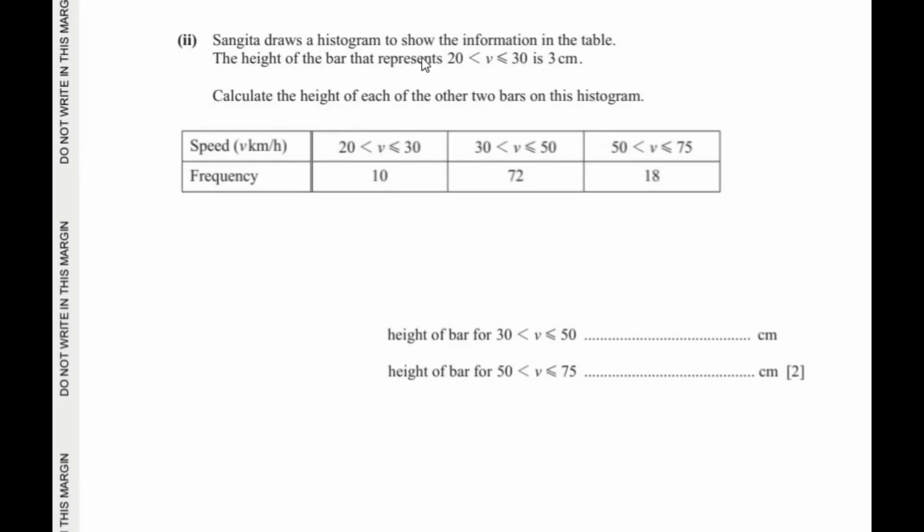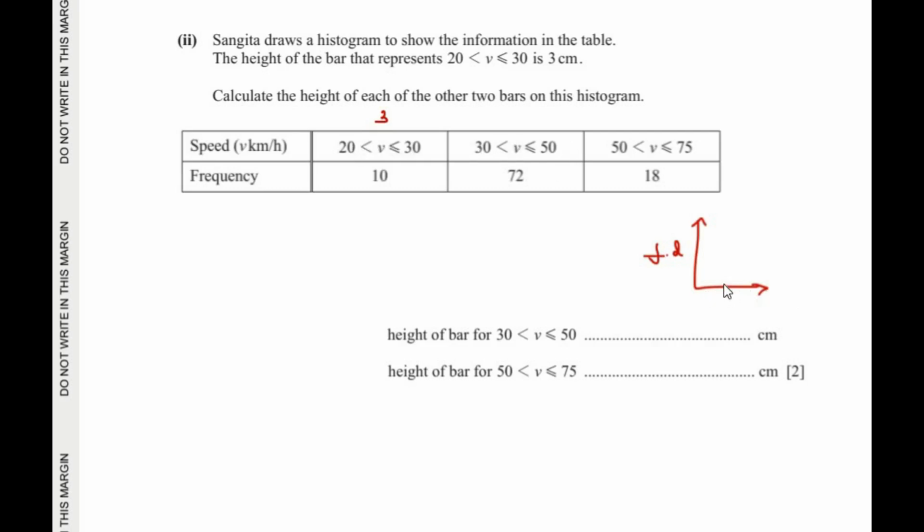Sangita draws a histogram to show the information in the table. The height of the bar that represents the speed between 20 to 30 is 3 cm. Calculate the height of each of the other two bars on this histogram. Now whenever you draw the histogram, you will find that on the y-axis there will be frequency density, which will be given, and here it will be the class width, that is between 20 to 30, 30 to 50, and so on.